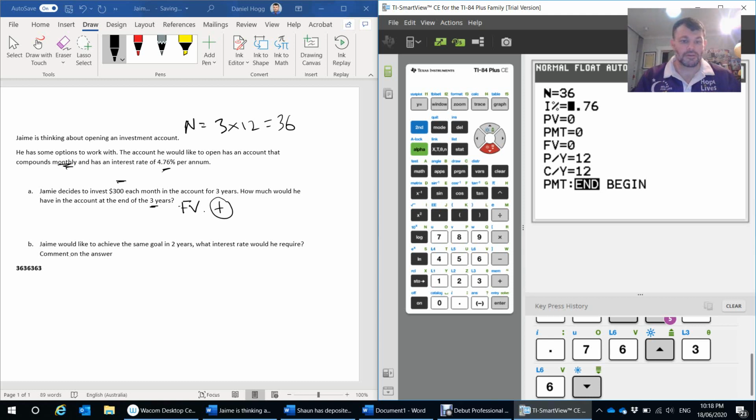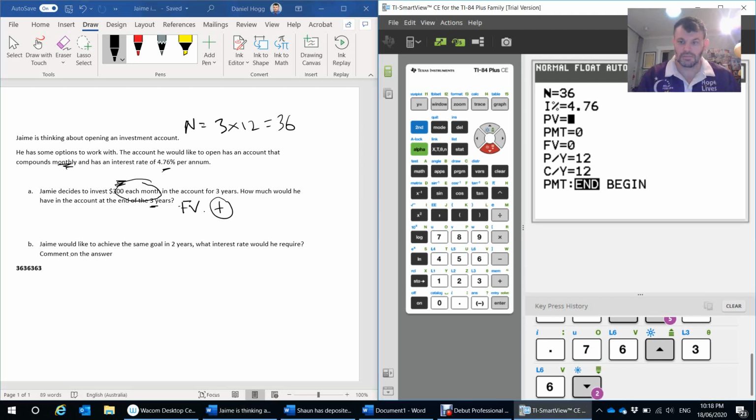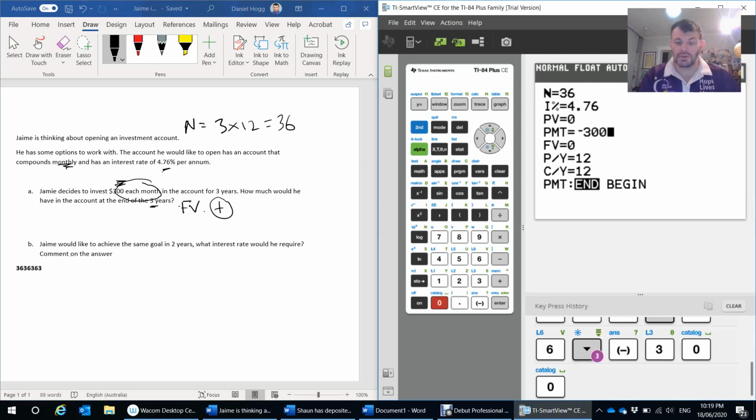Let's now have a look at what we have to put in here. We haven't got a PV, we haven't got a PMT. How do we know we have to put $300 into the PMT? Well, the reason why we know is because it says each month. And remember, PMT are regular payments. So therefore, we come down to PMT, and we're going to put in there minus 300. Remember to use the negative function down here, not the minus, because your calculator won't calculate it properly.